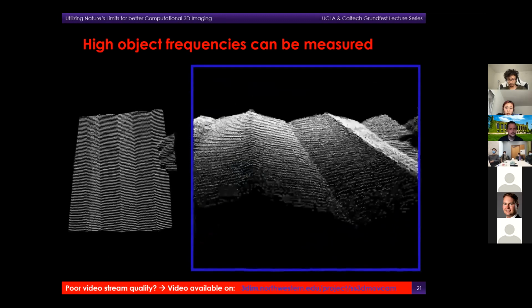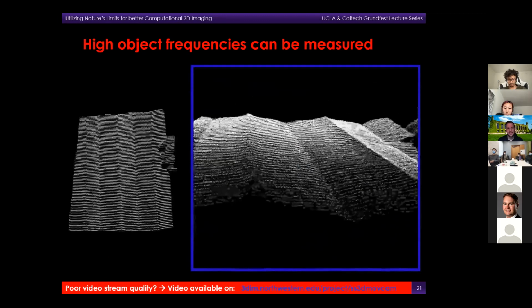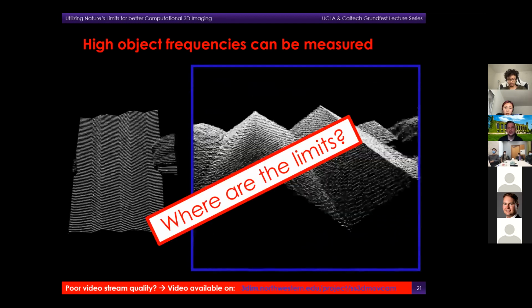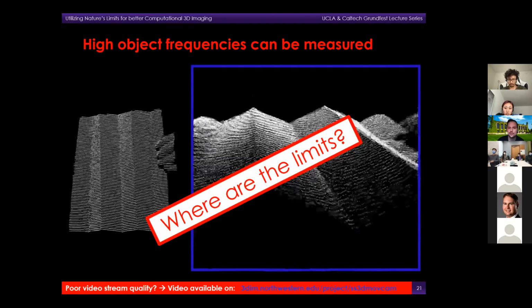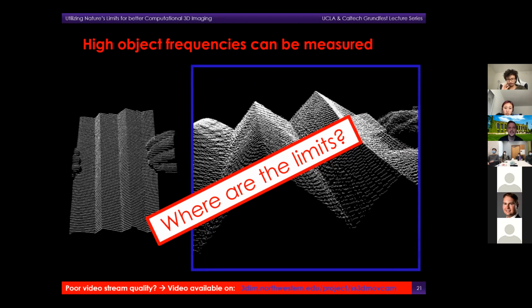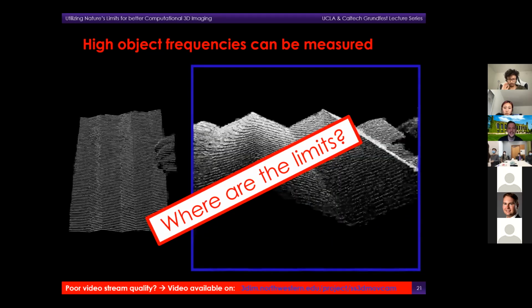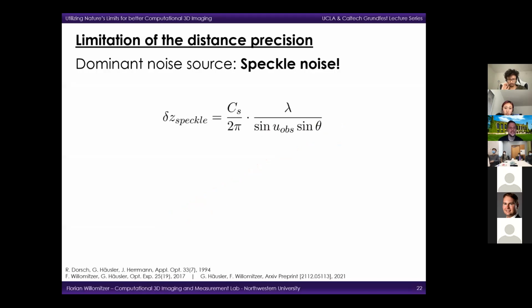Okay, so I introduced you now the basic principle. Now let's talk a little bit about the physical and the information theoretical limits of this method. The first limit we're going to discuss is the limitation of the distance precision.